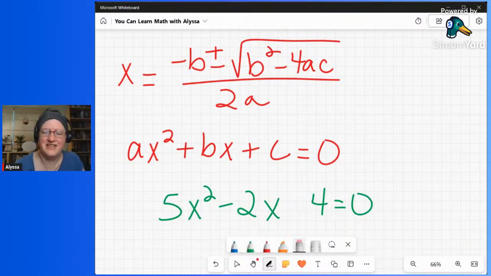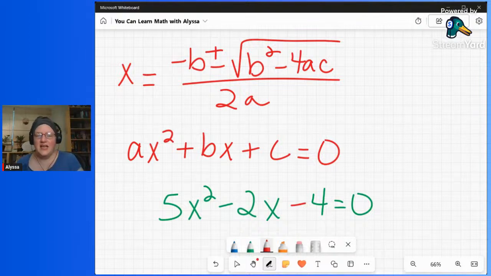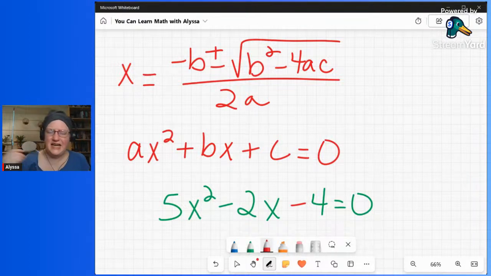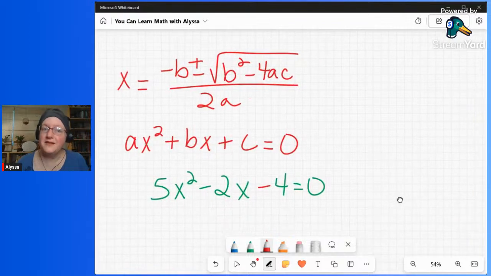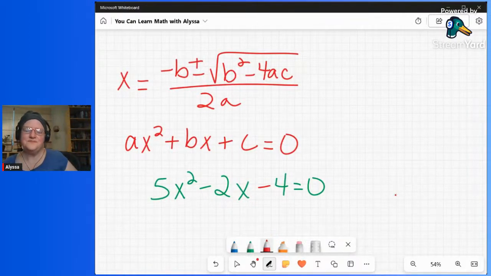Actually, I'm going to change this to a negative here. That's going to make a difference in a minute. Okay. And I don't know if this is going to factor. I try to do some factoring stuff, and I don't think this is going to factor. How do I solve this? Assuming we're not allowed to graph, the quadratic formula is our friend.